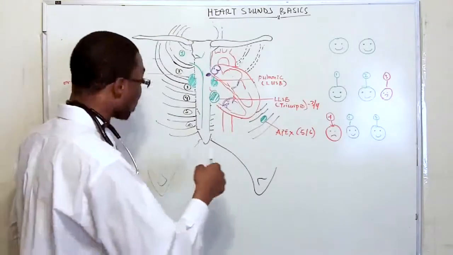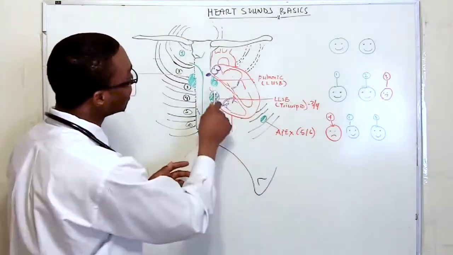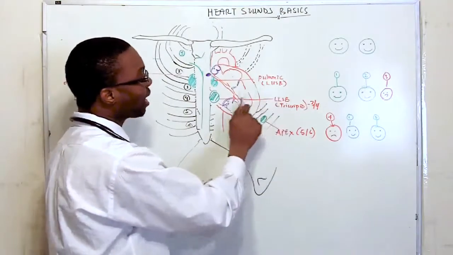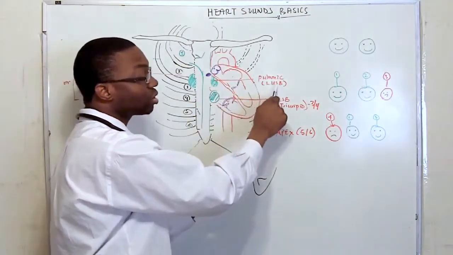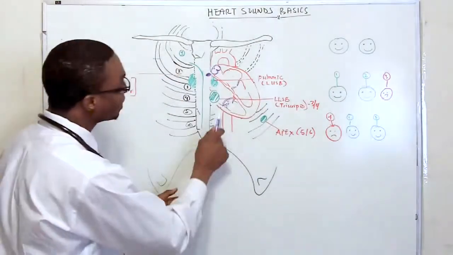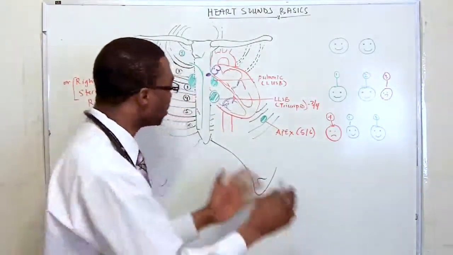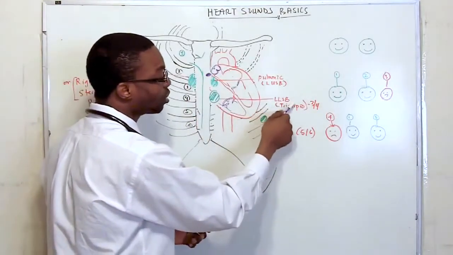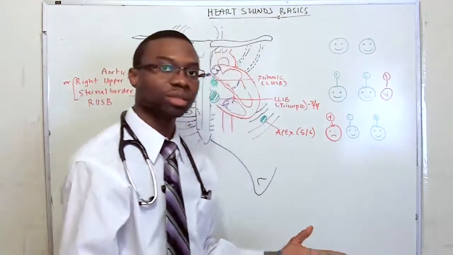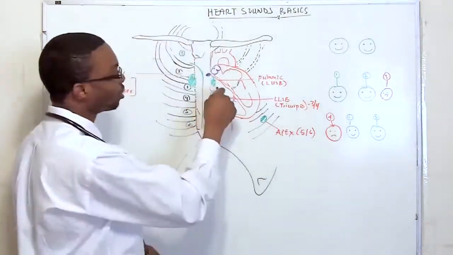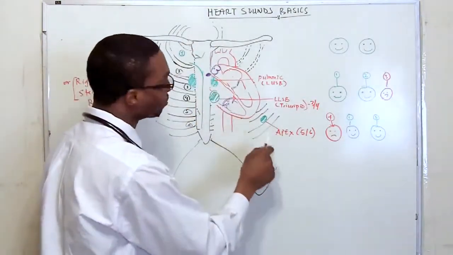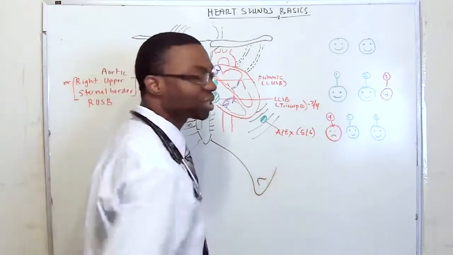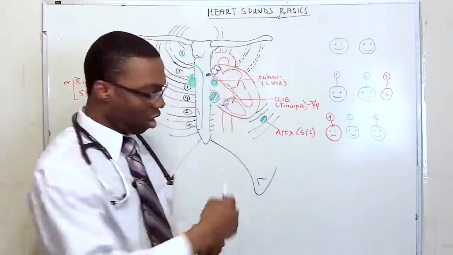In order to listen to our pulmonic valve, you have to listen next right here. That's called the left upper sternal border, right? This is the left side. To listen to anything that has to do with the tricuspid, you drop down a little bit, and you get the left lower sternal border, the tricuspid region. Just three little valves between your right atrium and your right ventricle. And the apex is between the fifth and the sixth intercostal space. So kind of all the way here.